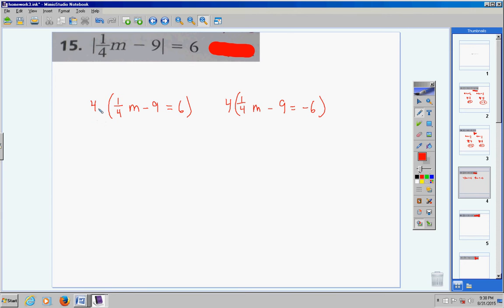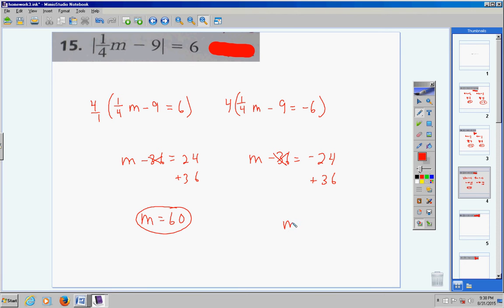So 4 times 1/4, your 4's would cancel, leaving you with 1m or just m. 4 times -9, -36. 4 times 6 is 24. Over here, 4 times 1/4 is 1m or m. 4 times -9, -36. 4 times -6 is -24. Now we're ready to quickly solve this. Bring the 36 over, make it a positive 36. So your answer would be 60. Positive 24, positive 36. Now bring your -36 over, make it a positive 36.